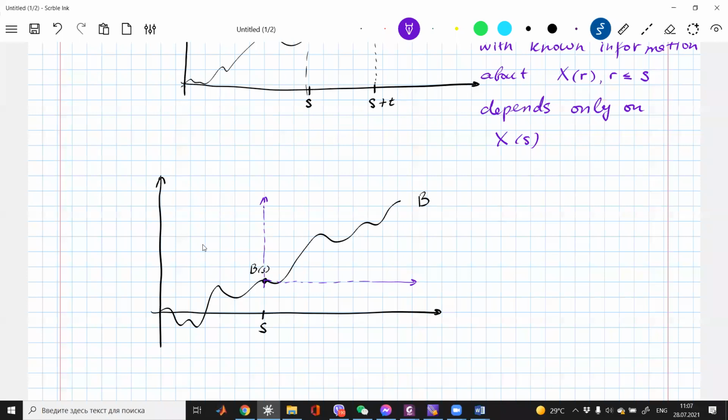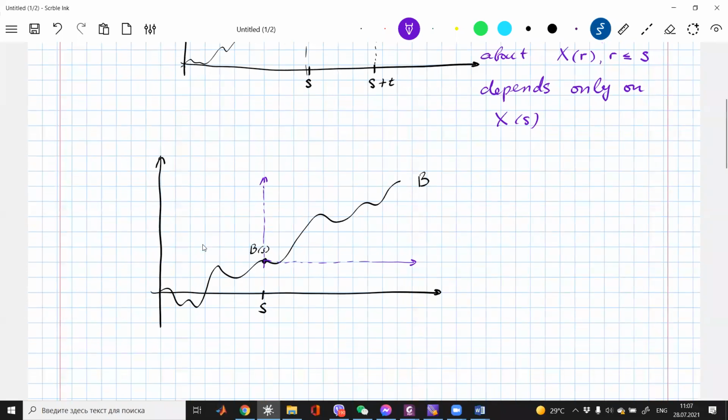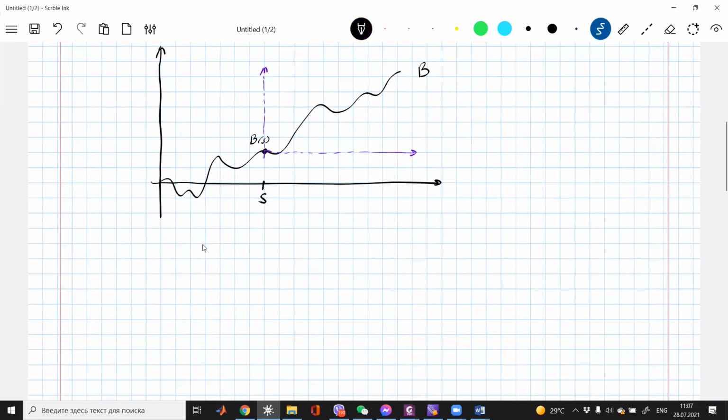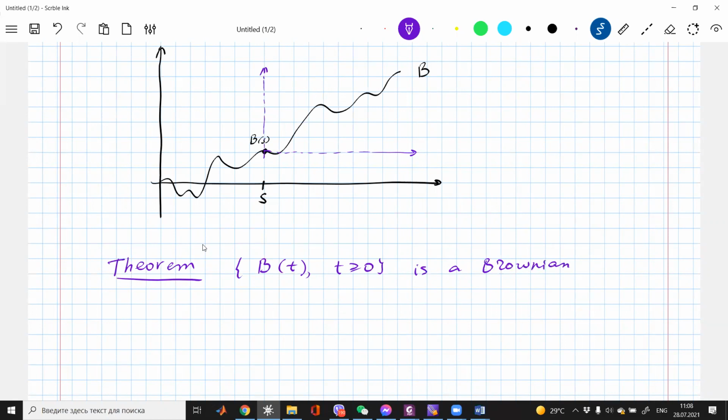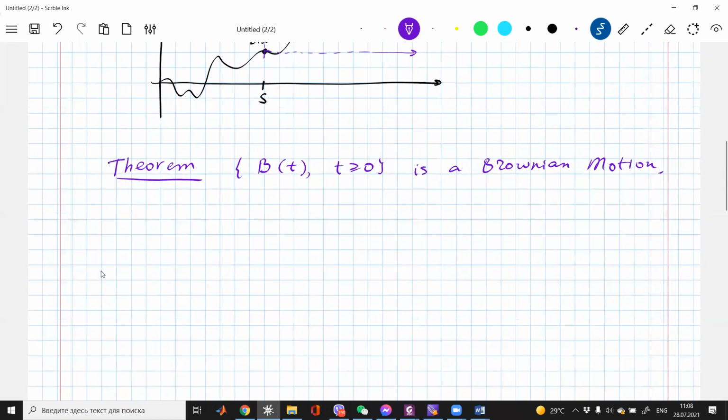So we do not need to know the whole trajectory before time s. We only need to know the information at time s. Now I would like to give the precise theorem that will describe this property for Brownian motion. So let's formulate the theorem and we will prove it. As before, we consider B a standard Brownian motion, and let s be some moment of time greater than 0.